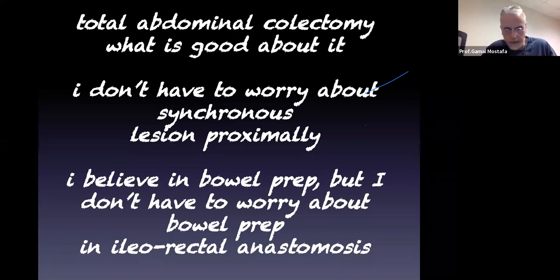Perfect. My patient never had a colonoscopy before. I don't have to worry about these 10 to 20% with another lesion on the right. Another reason, sir, that I'm going to do a total abdominal colectomy with ileorectal anastomosis, I believe that bowel prep, but I don't have to worry about it, and I can do an ileorectal anastomosis and I avoided a stoma for my patient. So, it's really reasonable, and it's a perfect thing to say in the oral board, actually.